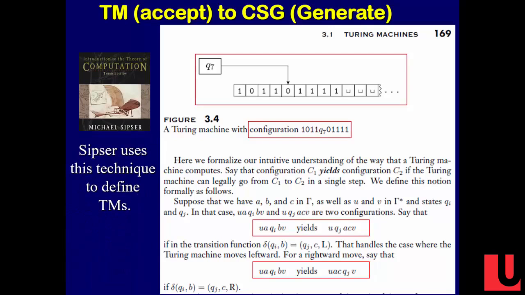All right, so this is just Sipser saying, when Sipser describes the Turing machine, he described it in this exact way. So if you're reading Sipser, that's what you would have gotten out of reading Sipser.